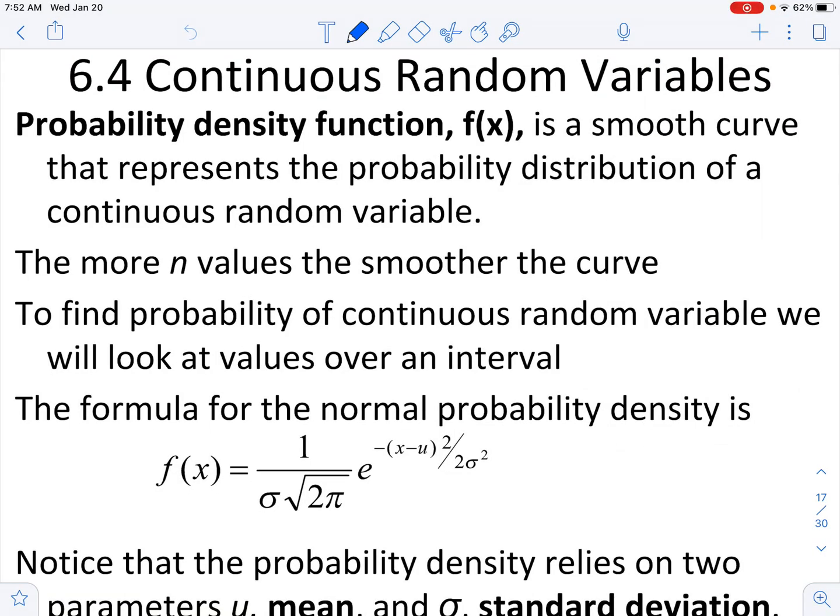Hello there, guys. We're going over the last section in chapter 6. We looked at examples where we first looked at a probability distribution where they gave you a chart and the values. So they gave you the percents for 0, 1, 2, 3, 4, 5, and so on.